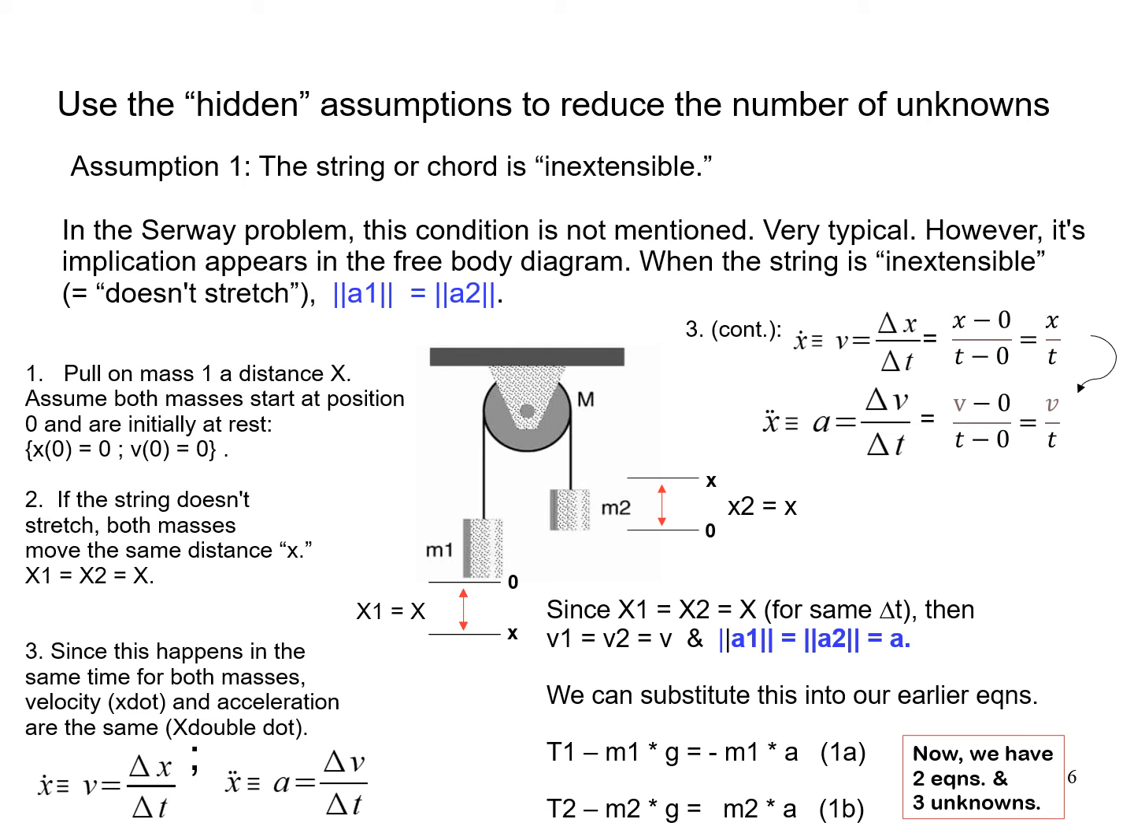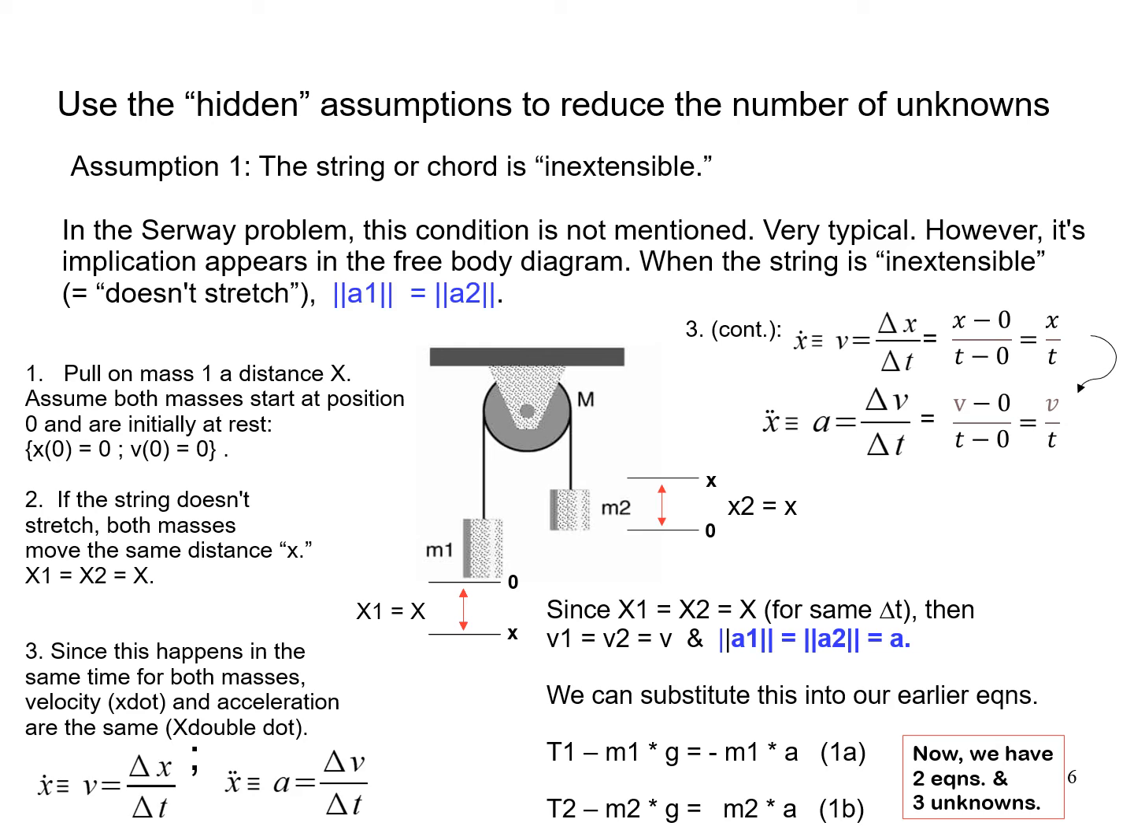Now, since the displacement occurs in the same time for both masses, we can conclude that the velocities and accelerations are the same. We can see this derived in the equations in step 3. And since velocity is the change in position over the change in time, and since the change in position is x, which is the same for both masses, and the change in time, which is t, is the same, we can conclude the velocity of each is x over t. Again, the same for both masses.